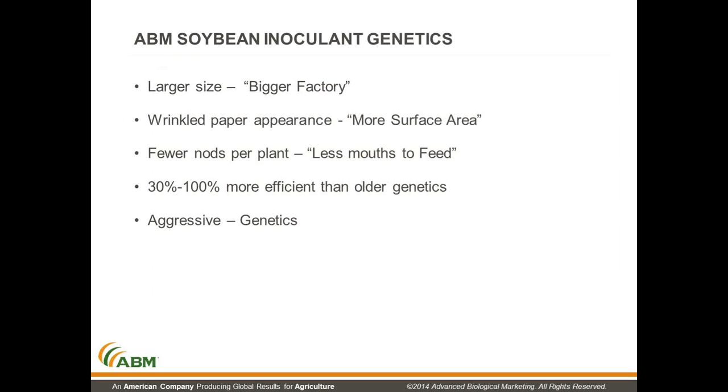So again, they're larger in size, so it's a bigger factory. They're a wrinkled paper appearance, which allows for more surface area for converting atmospheric nitrogen into a nitrogen usable to the soybean. You're going to see fewer nodes per plant, so there's less mouths to feed. They're more efficient than older genetics of Bradyrhizobium, and these genetics are very aggressive.